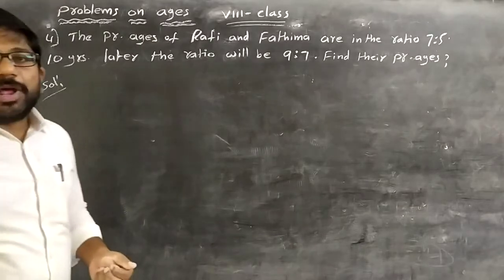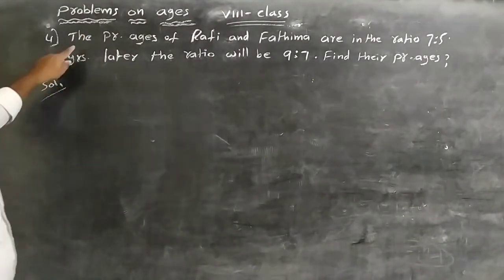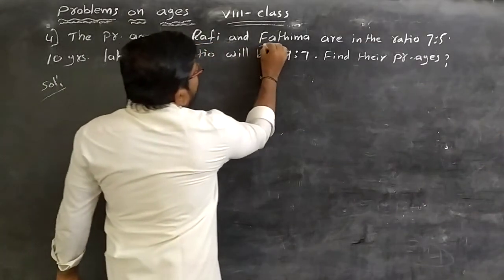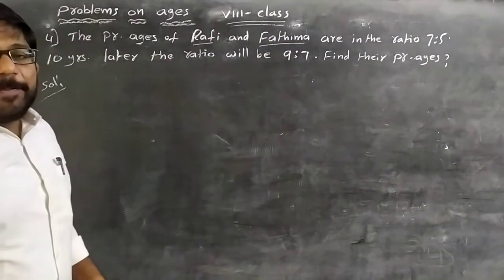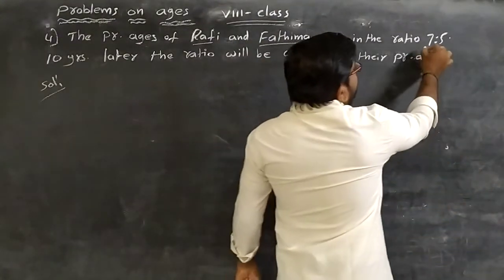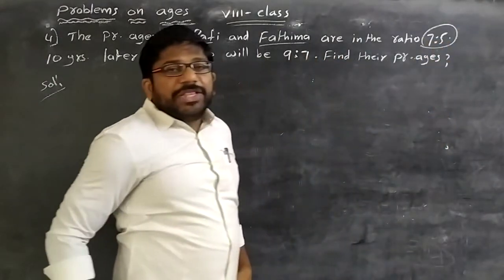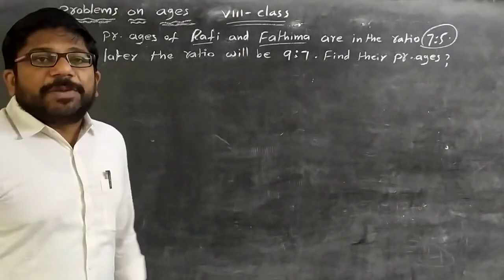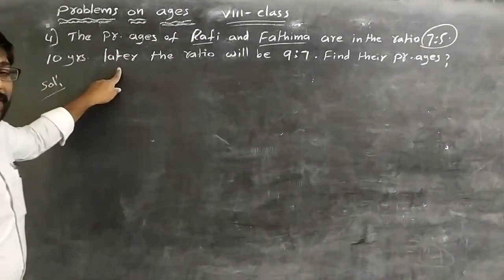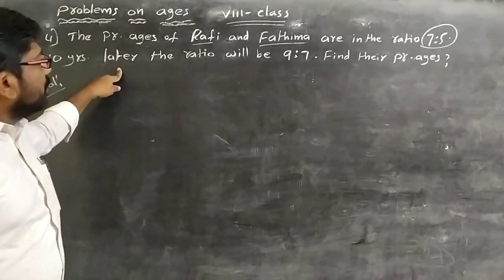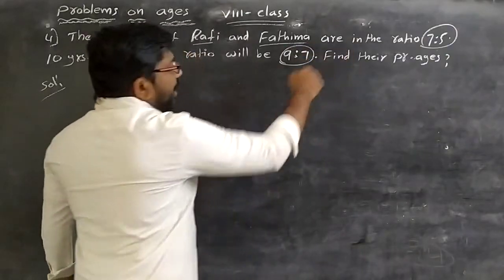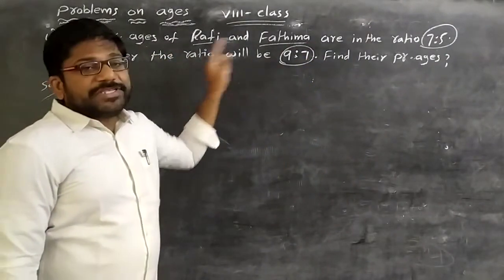Let's go to the next problem. Observe carefully. There are two persons. The present ages of Rafi and Fatima are in the ratio 7:5. So in this problem they gave the ratio of their present ages, 7:5. Ten years later, that is, after 10 years, the ratio will be 9:7.